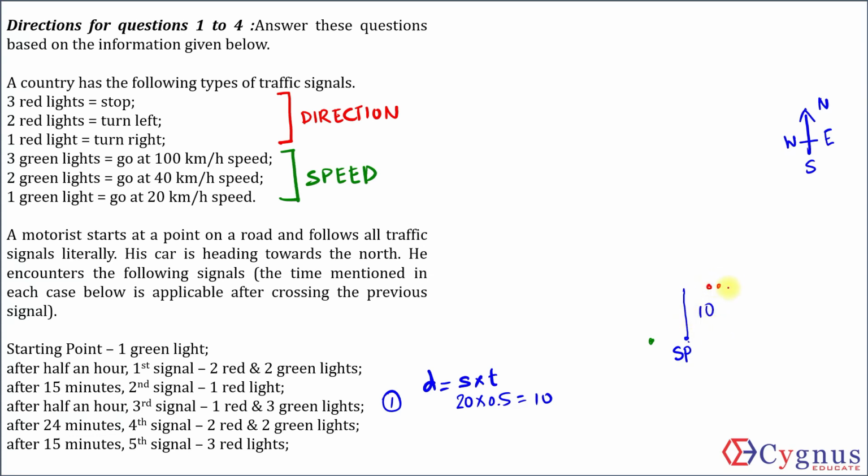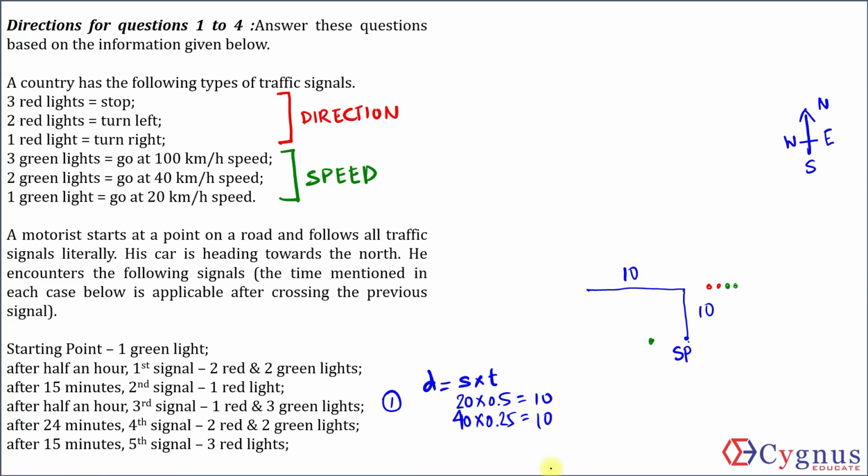Now 2 red and 2 green lights. 2 red lights means turn left, and 2 green lights means go at 40 kilometers per hour. So at this stage the driver should turn left and travel at a speed of 40 kilometers per hour. How long? It's written after 15 minutes. So 40 kilometers per hour speed, 15 minutes time. That is another 10 kilometers. It's not to scale. Now what happens?